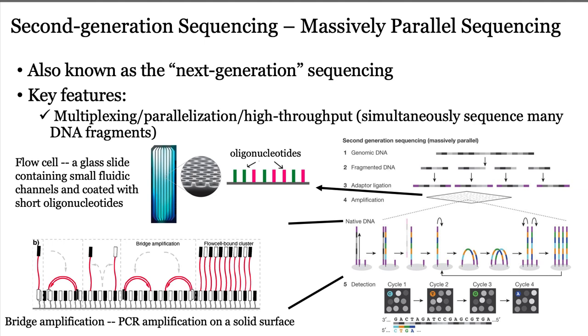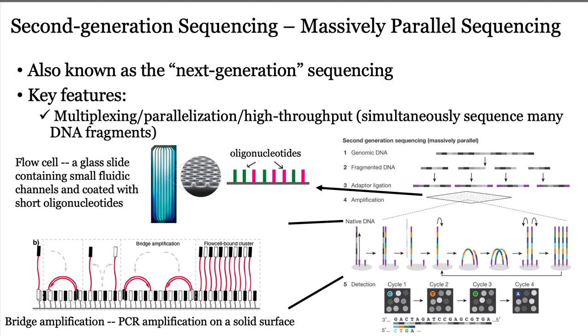Now we move on to the second generation sequencing. Second generation sequencing, also known as next generation sequencing, got that name at the very beginning. Now it turns out that it's already the previous generation of sequencing. One of the key features of next generation sequencing is that it is massively parallel sequencing. Basically, it can sequence many DNA fragments at the same time.